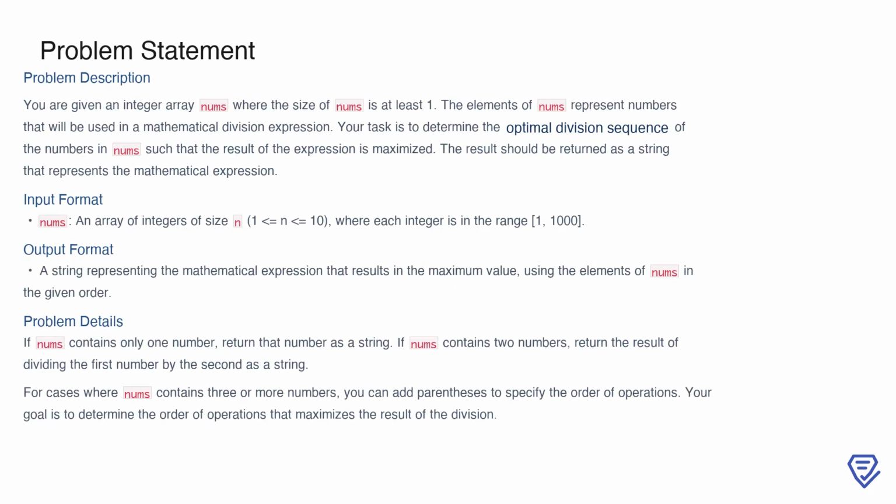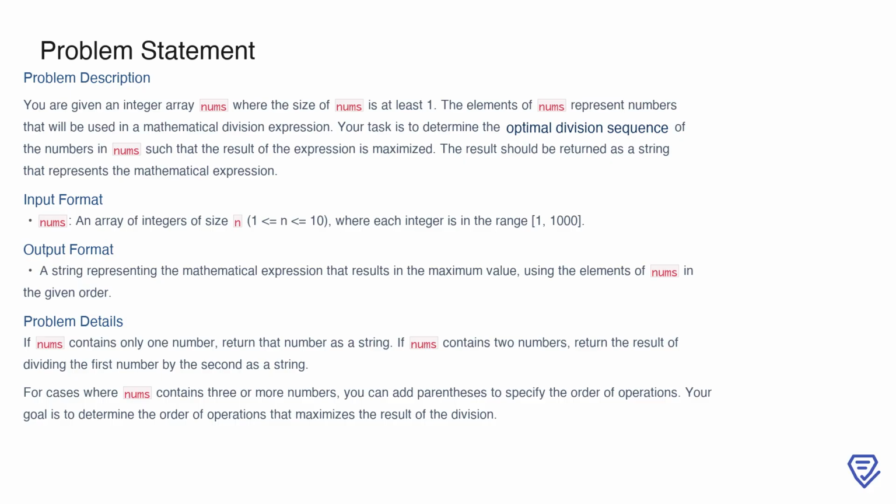In this problem, we are tasked with finding an optimal way to arrange a division expression using an array of integers called nums. The goal is to maximize the result of the division by determining the best sequence of operations. The output of our solution should be a string that represents the mathematical expression. For example, if there's only one number in the array, the output is simply that number as a string. If there are two numbers, the output is the result of dividing the first number by the second.